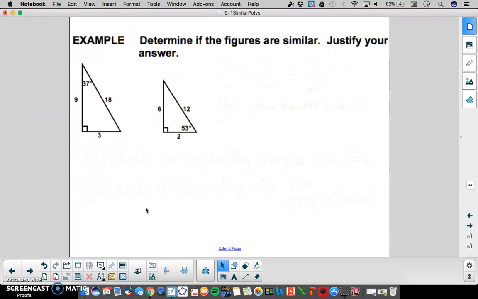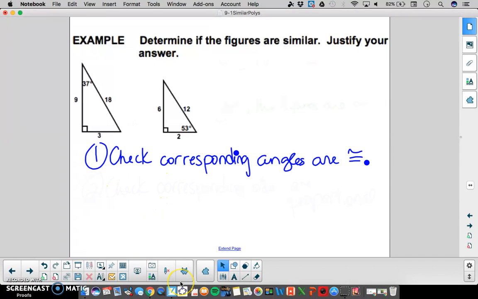Now we're going to determine if two triangles are similar. So we have to check for two things. We have to check that corresponding angles are congruent. Looking at these two triangles, we see both triangles have a right angle. So we know one set of corresponding angles are congruent. But notice that there's one angle missing in each one of those.